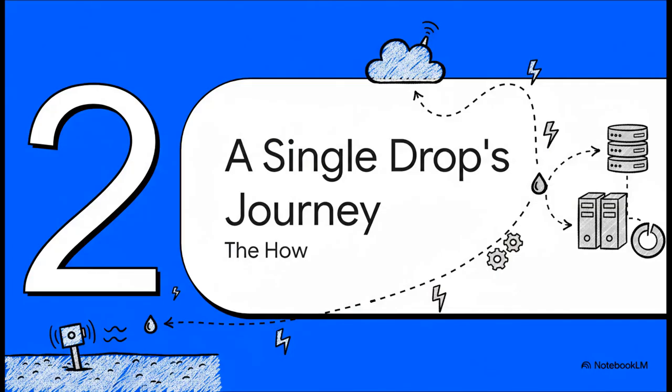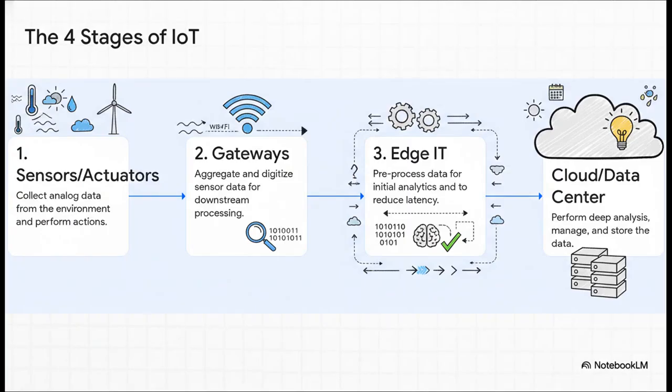So we know the what. Now let's get into the how. We're going to follow that single data reading from our smart farm soil moisture sensor and really see this architecture in action, step by step. It all happens in 4 key stages. First, the sensor collects the raw analog data. Second, a gateway device nearby gathers that data and digitizes it. Third, something called an edge computing system might pre-process it for a really quick, immediate insight. And fourth, it gets sent up to the cloud for the deep analysis, where it can be combined with other info like weather forecasts and historical data to make a truly smart decision.